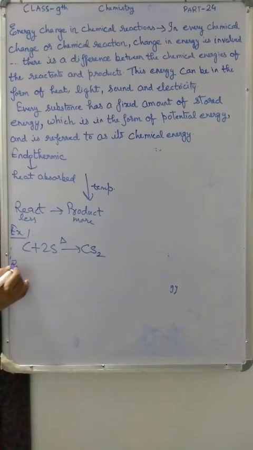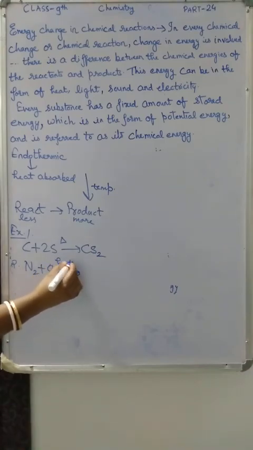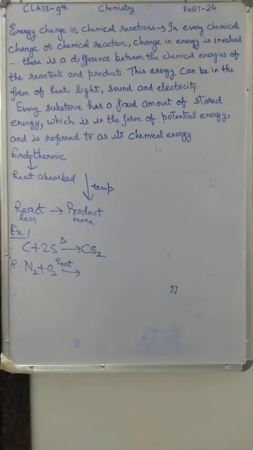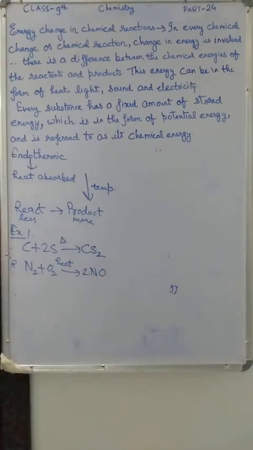Okay, one more example you see, when nitrogen and oxygen are heated together, nitric oxide is formed. Okay, nitric oxide is formed. So this is also one example of endothermic reaction.